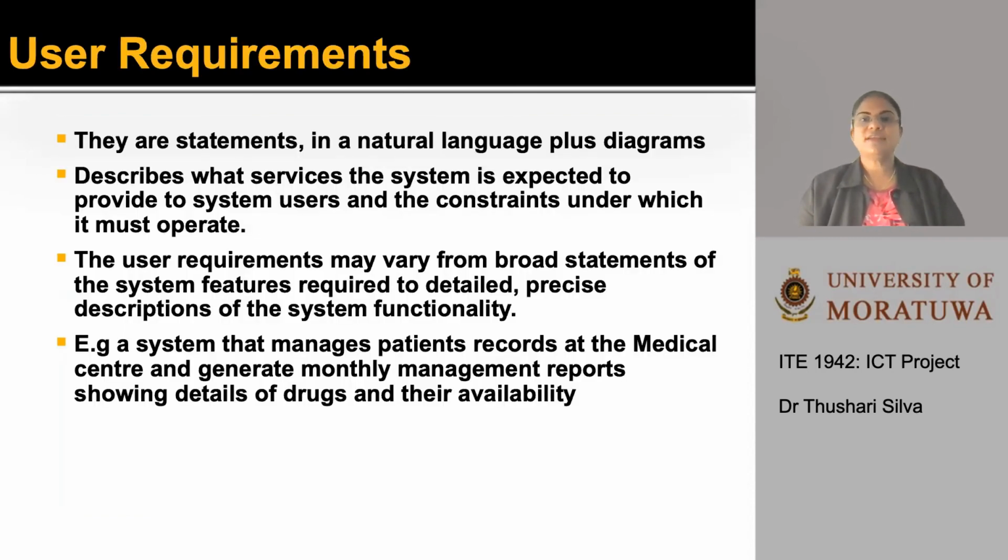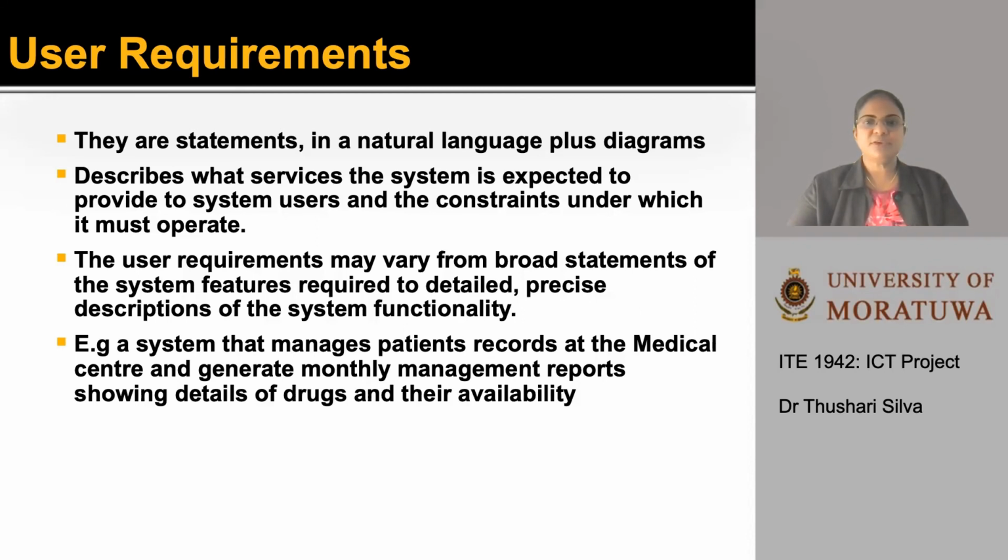Now we will look at another set of requirements which are not system-related but user-related. We call them user requirements. What are user requirements? In natural language, you can specify what the user wants. That is considered a user requirement. These are statements in natural language, or maybe diagrams, which describe what services the system is expected to provide to the users and the constraints under which it must operate. Those are very generic statements about what the user wants from the system.